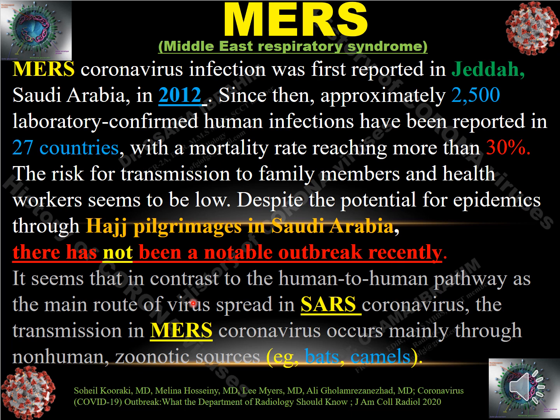It seems that, in contrast to the human pathway as the main route of virus spread in SARS coronavirus, MERS coronavirus occurs mainly through non-human zoonotic sources like bats or camels.